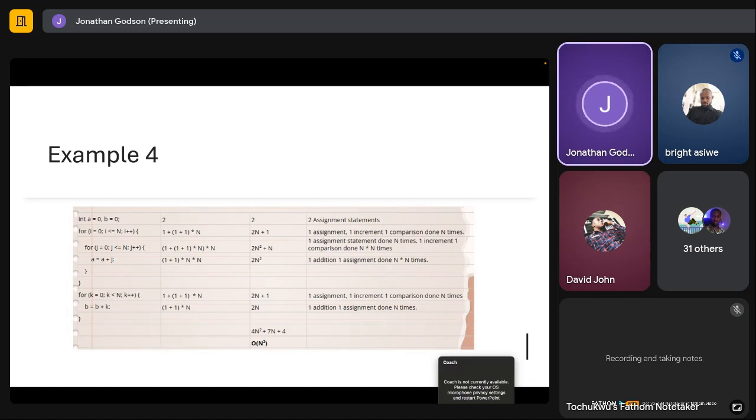Thank you. Yeah, you're welcome. Looking at this example 4, following our approach, we have a nested for loop here.